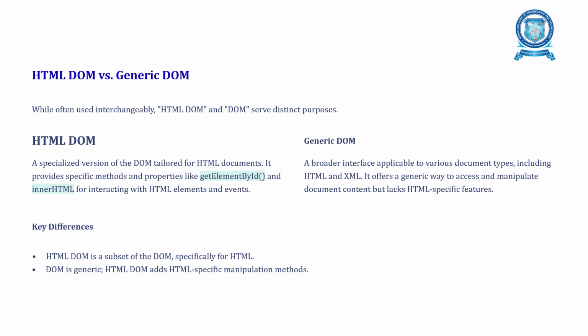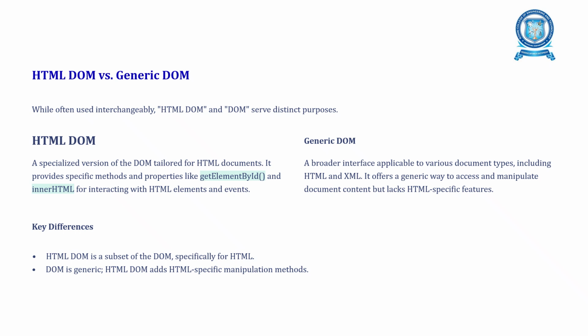HTML DOM: comparison between HTML DOM and generic DOM. The HTML DOM specifies versions of the DOM tailored for HTML documents. It provides specific methods and properties like getElementById and innerHTML for interacting with HTML elements and events. Generic DOM: a broader interface applicable to various document types, including HTML and XML. It offers a generic way to access and manipulate document content, but lacks HTML-specific features.